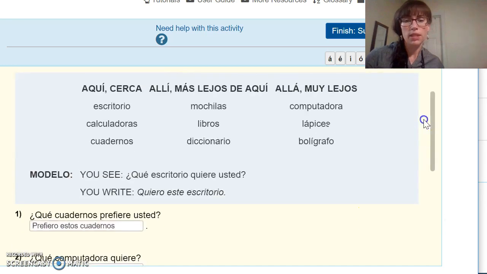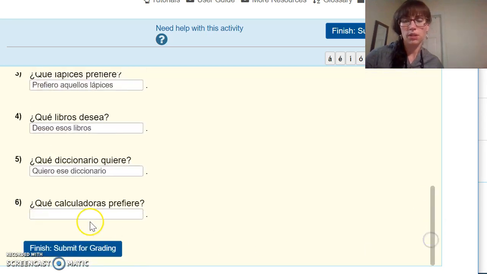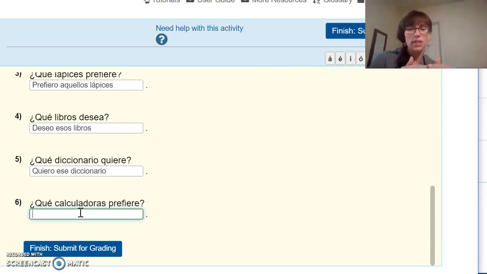And then calculadoras are close. So we're going to use the adjective este. So again, these adjectives change depending on the distance from the speaker. So anything that's close to us, we're going to use este, esta, estos, estas. A little further away or over by the person I'm speaking to will be ese, esa, esos, esas. And further away, way over there, far removed from both of us, would be aquel, aquella, aquellos, aquellas.